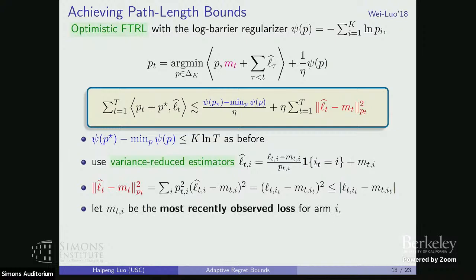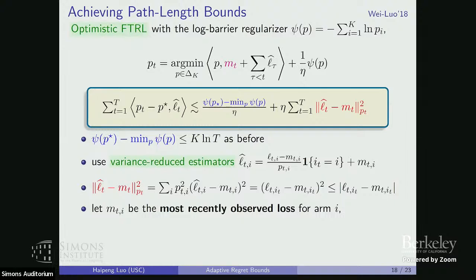So if you look at this, if I can pick MT to be LT minus 1, then this is exactly the variation, right? But the thing is just that each time I only see one coordinate. So maybe last round I'm not picking the same arm, so I don't have that information. And so the natural thing to do is to let MTI be the most recently observed loss for arm I. Ideally, I want to use the loss from last round, but I might not have it. So let me just use the most recent round in which I selected this arm.